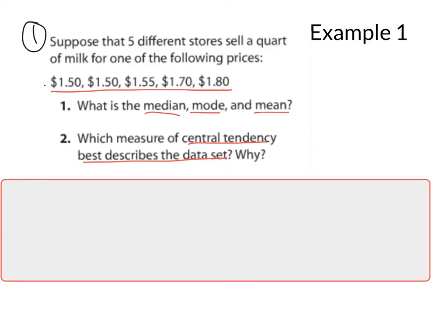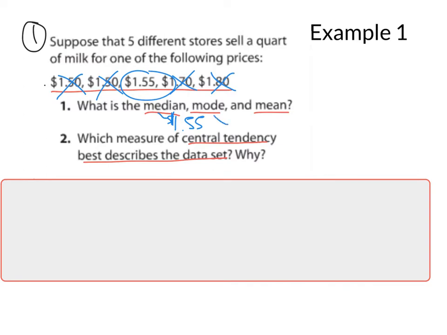So to find our median, we're going to cross them off at the outside until we find the middle. So our median is $1.55. Already we're kind of thinking, if I say a quart usually sells for $1.55, does that accurately show the data? We're trying to think about that.